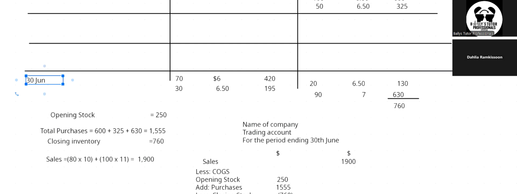LIFO stands for last in, first out. The last set of goods to come in is the first set of goods to go out. So the last set of goods to come in is what we're selling first. All right, so let's take a look. The first set of things will be the same.